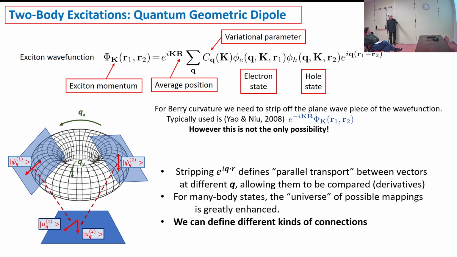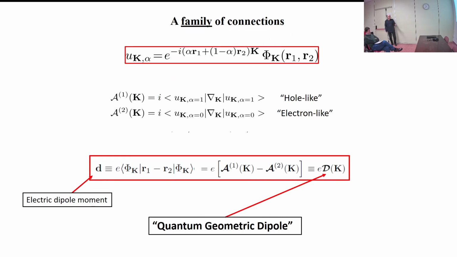The reason for reminding you of this mathematics is that once we start looking at many-body states, even just two-body states, the set of possibilities for this mapping from the tangent spaces into a common space becomes much larger than what we had in the single particle problem. So this is saying that we really can define many different kinds of connections. And that's what we recognized and started to do.